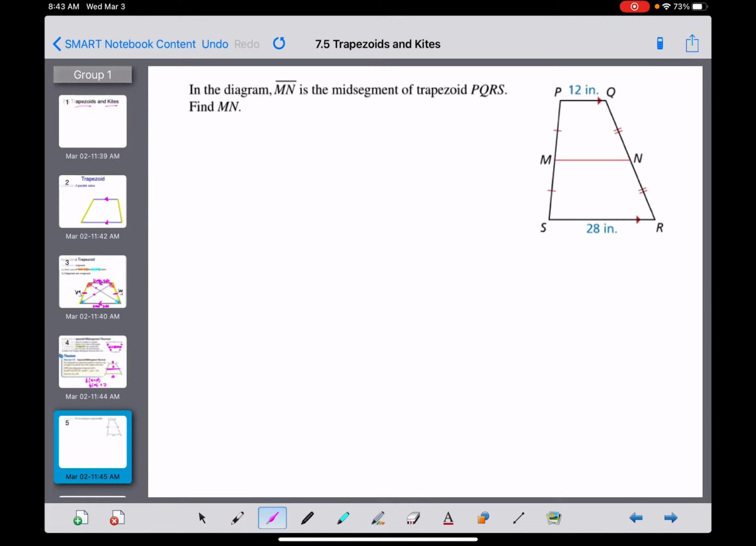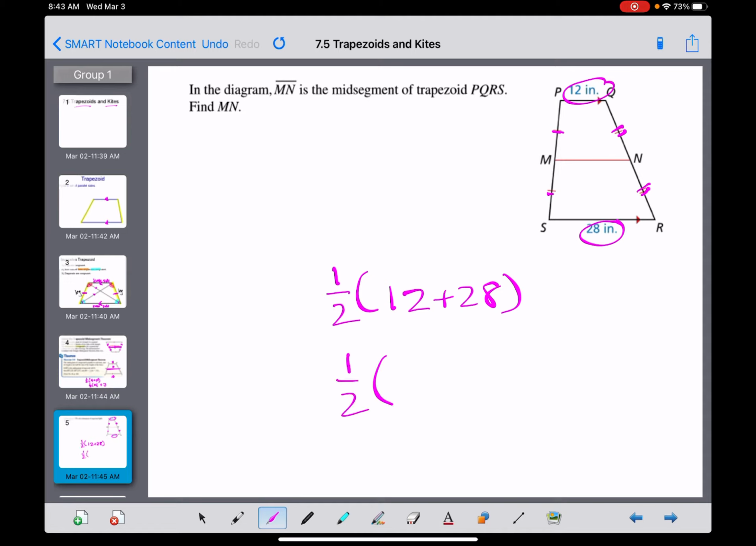Same idea. I want to find the length of the mid-segment. I know this is the mid-segment because it's parallel to both of my bases, and it cuts through the legs at the midpoint. So I'm going to take my two bases, add them together, and then take half of that. So 12 plus 28 is 40. Half of 40 is 20. So my mid-segment is 20 inches.